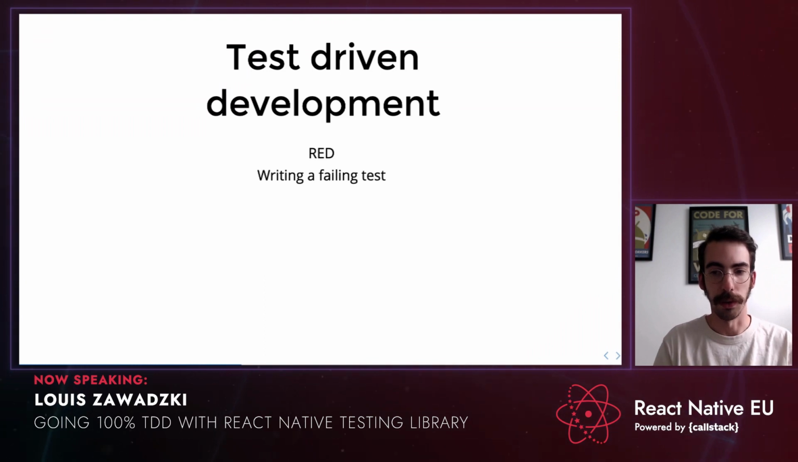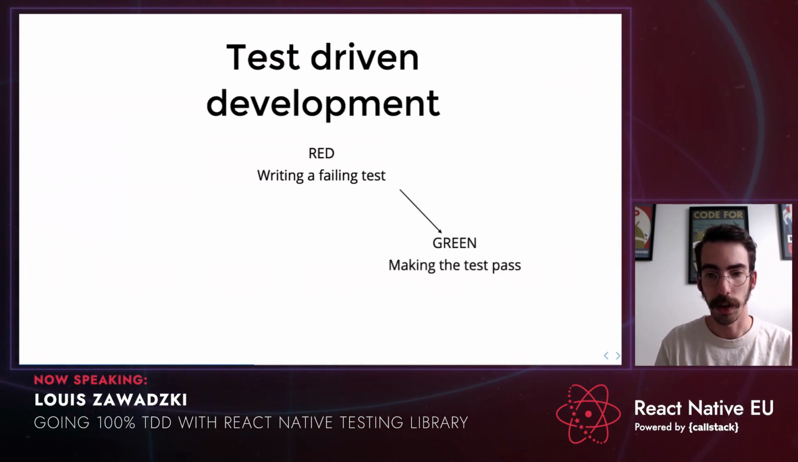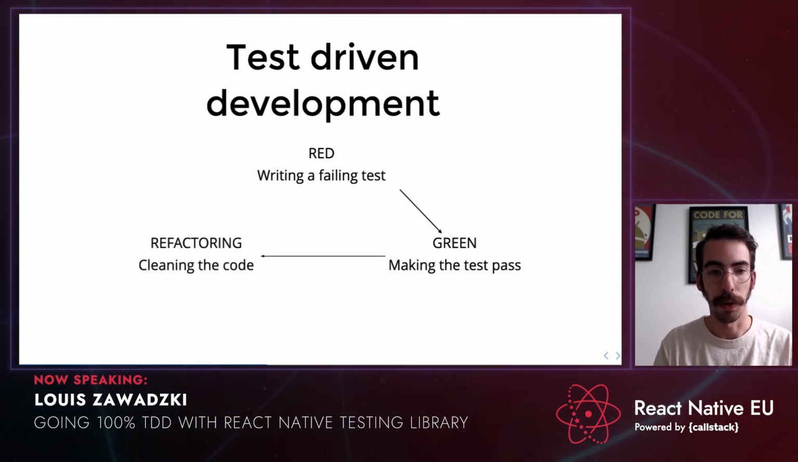First, when you want to add a feature, you have to write a failing test. It's going to be printed in red, so that's why we call it the red phase. Then, you write the code needed to make the test pass. That's the green phase. But you're doing it as quick as possible, and that's why you need a third phase, which is called the refactoring phase, where we clean the code before going on to the next feature.